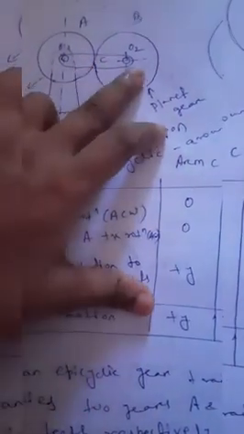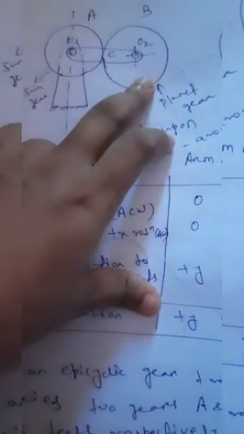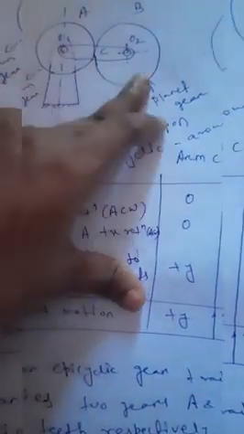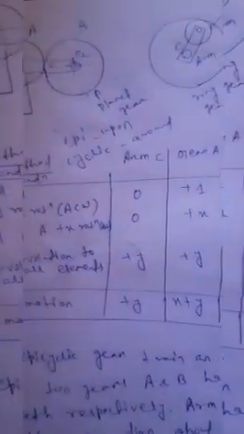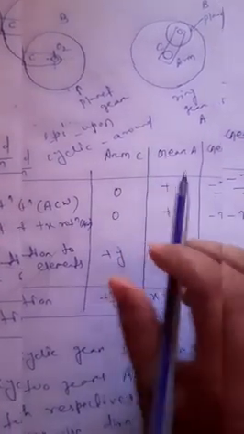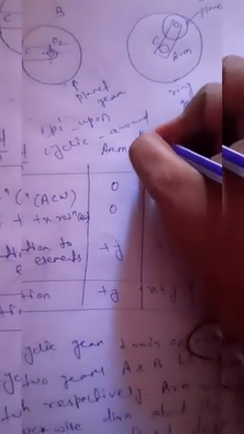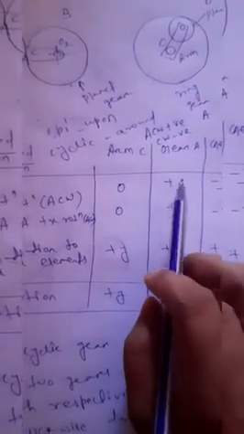In this case, gear B will rotate about gear A, or gear A will rotate about gear B, just like a simple gear train. Suppose gear A is rotating 1 rpm in the anti-clockwise direction. Usually we consider the anti-clockwise direction as positive and the clockwise direction as negative. So when gear A rotates 1 rpm, what is the speed of gear B?